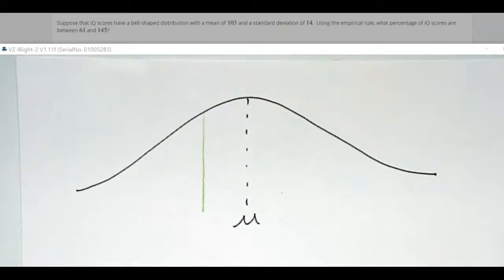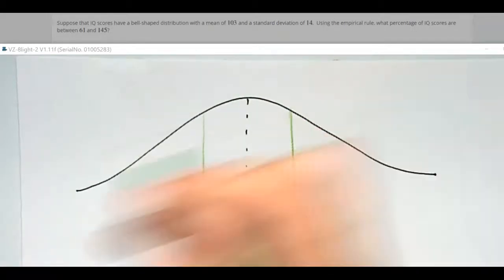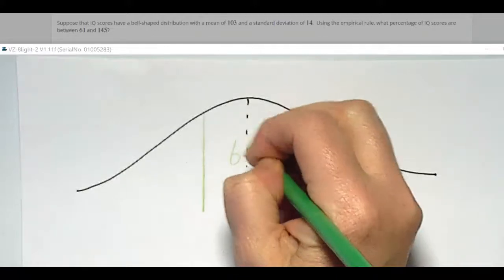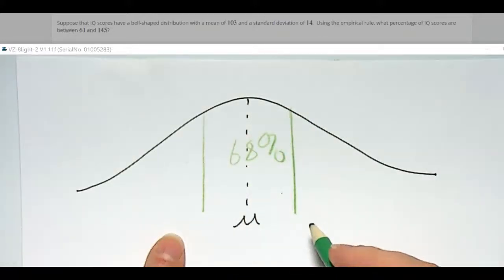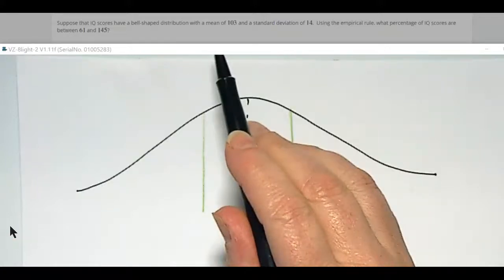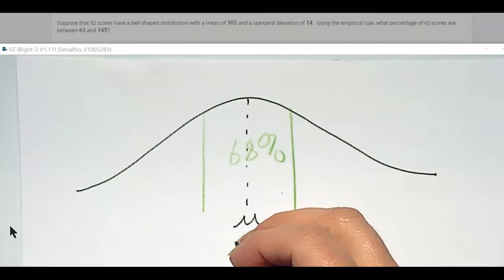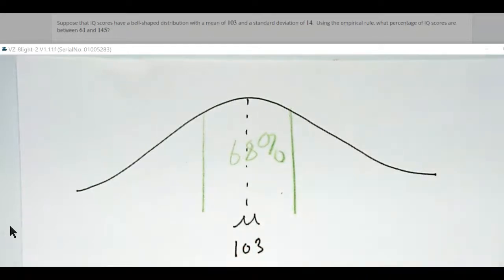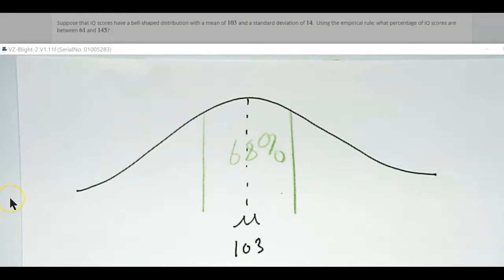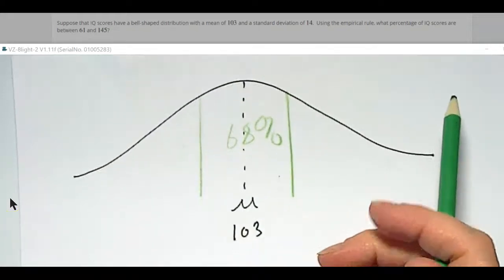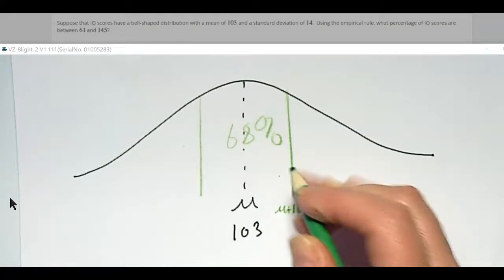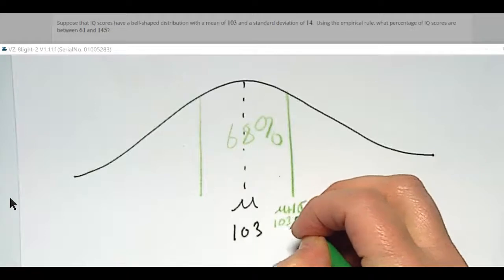Do you remember what percentage of data is between +1 and -1 standard deviation? Isn't it 68%? It is 68% in between +1 and -1 standard deviation. So in this case, our mean, as it says up here, is 103. So a mean IQ of 103, and the standard deviation they have listed over here is 14. So we've got to do that 103 plus 14 and the 103 minus 14. So over here we're going to have mu, the mean, plus 1 standard deviation, which is 103 plus 14.